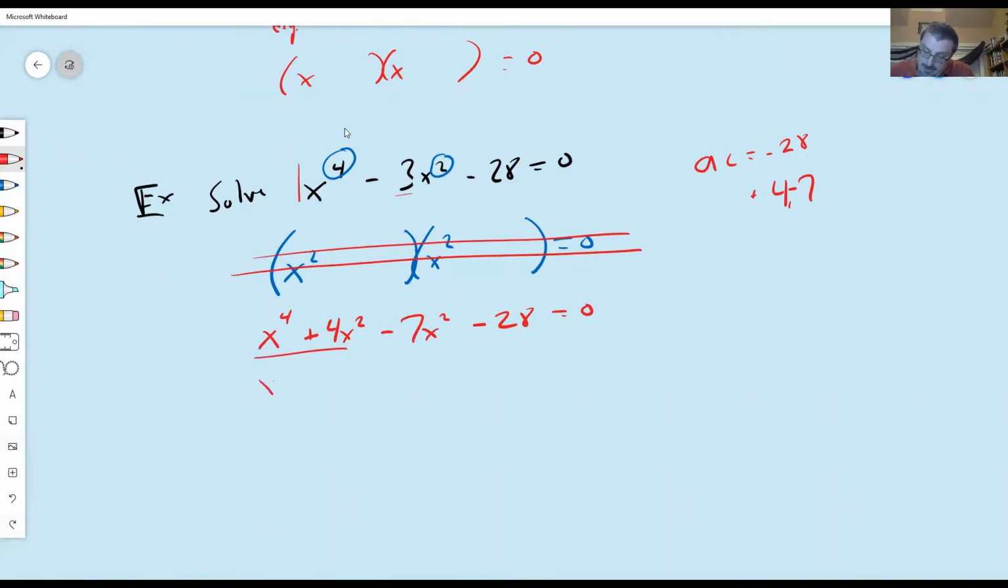Factor by grouping: x squared times x plus 4 minus 7 times x squared plus 4 equals 0. Or x squared plus 4 times x squared minus 7.